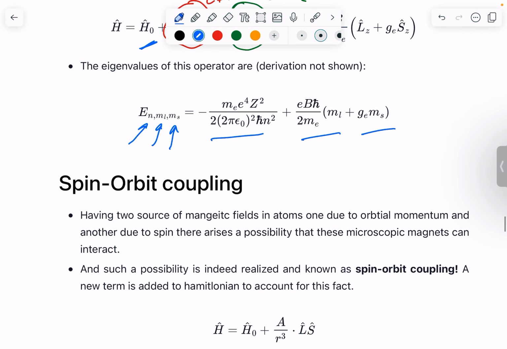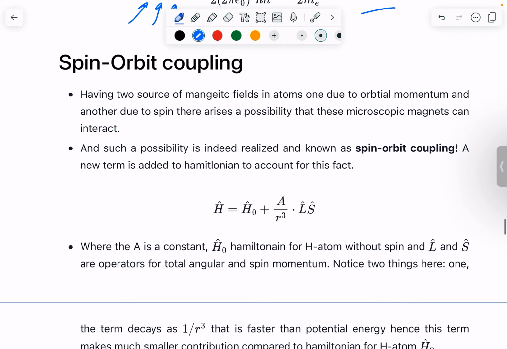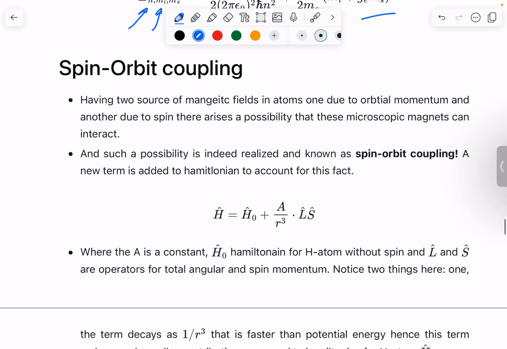Okay, so this brings us to the final part of this lecture, and it's going to tell us something crazy, right? You have two sources of magnetism inside the atom. So you may wonder, can these two magnets inside the atom interact with one another? And the answer is yes, and that's what you see.